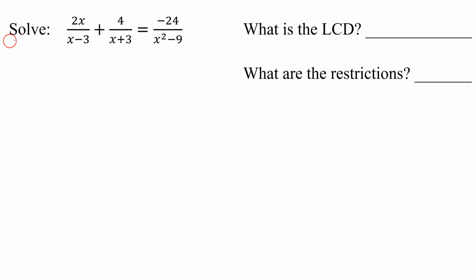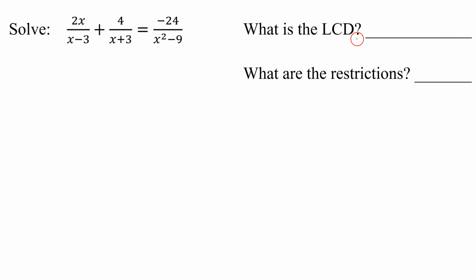In this example, we need to solve 2x over x minus 3 plus 4 over x plus 3 equals negative 24 over x squared minus 9. Well, what type of equation do I have here? I have a lot of denominators. It's a rational equation. How do we solve rational equations?